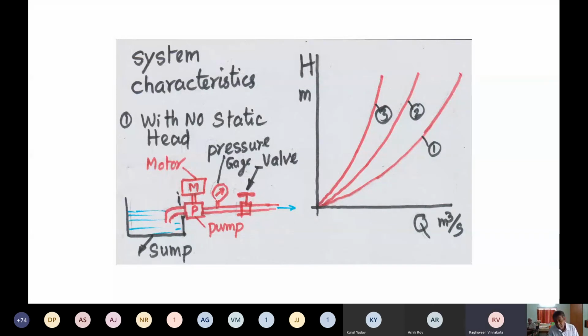No discharge, sir. So it is going to be 0. So maybe a vertical line. Okay. So maybe I may finally get the pressure, the so-called shut-off head. Now I have another system characteristics.